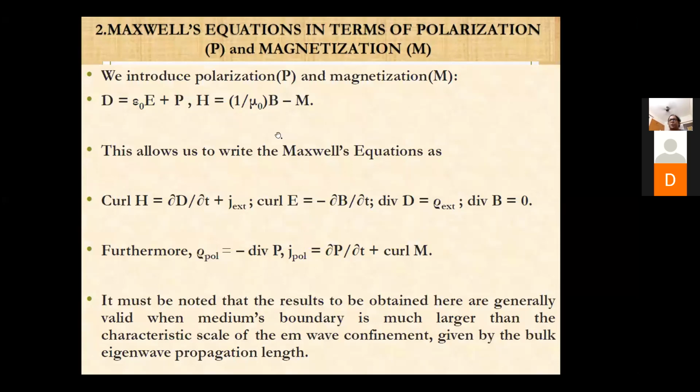So we have curl H equal to dD/dt plus J external, and curl E equal to minus dB/dt, and two divergence relations. Divergence D equals rho external, divergence B equals 0. Furthermore, for polarization, the charge density, not current density, I am so sorry, the charge density of polarization is given as the negative of the divergence of the polarization vector. And the current density of polarization.